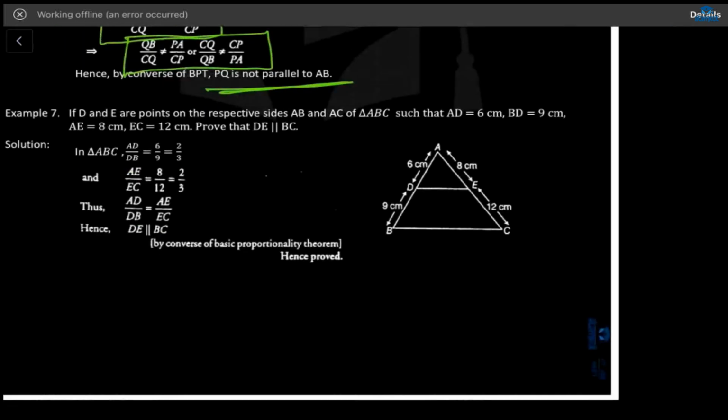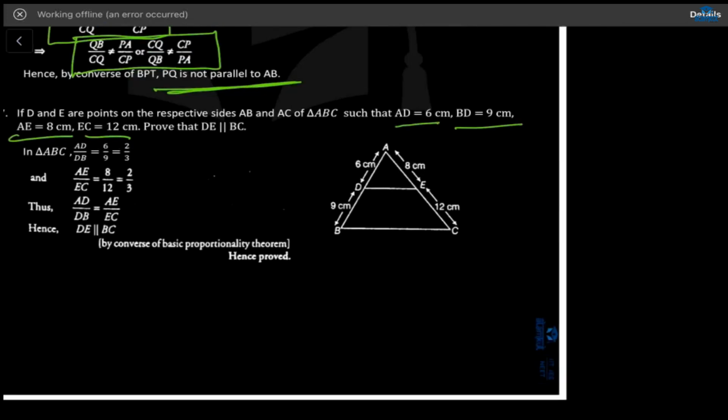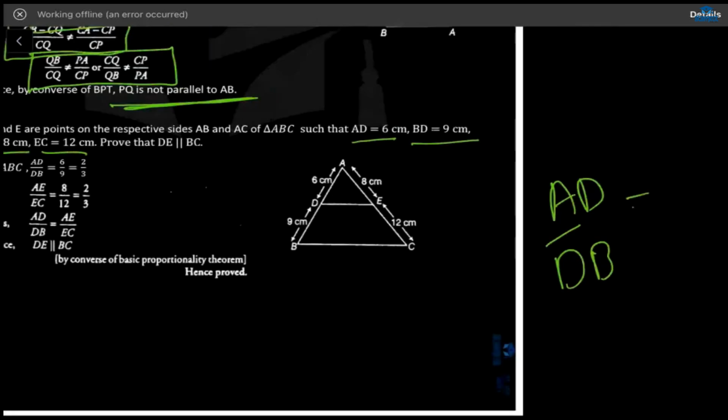Okay. Example number 7. If D and E are points on the respective sides AB and AC of a triangle ABC, such that here also your sides are given. Here the values of AD, BD, AE, and EC are given. Now you have to prove DE is parallel to BC. Very simple. You need to find out whether the ratio AD by DB is equal to AE by EC.